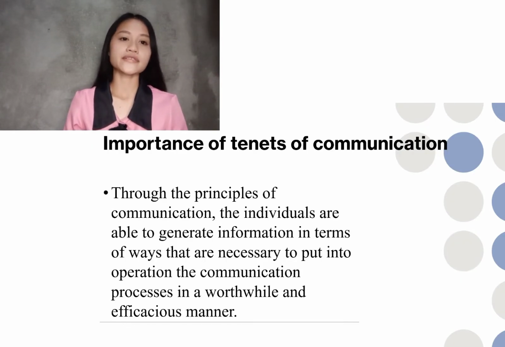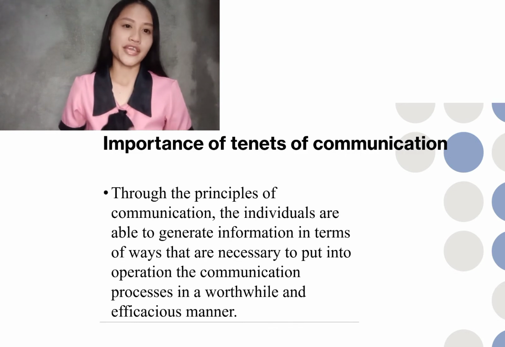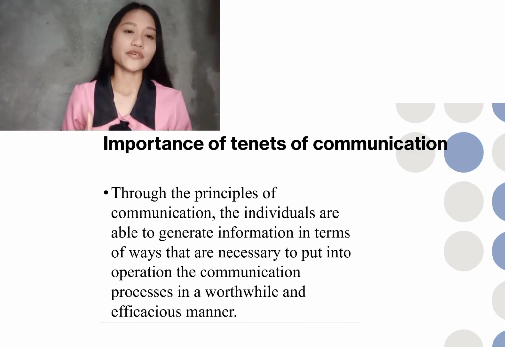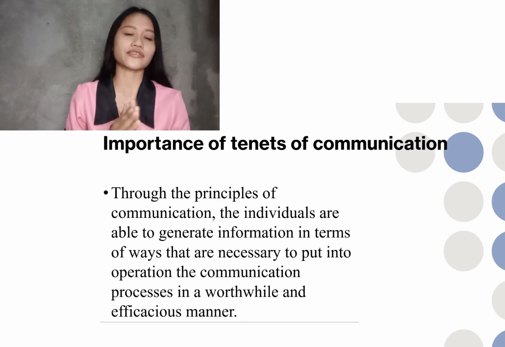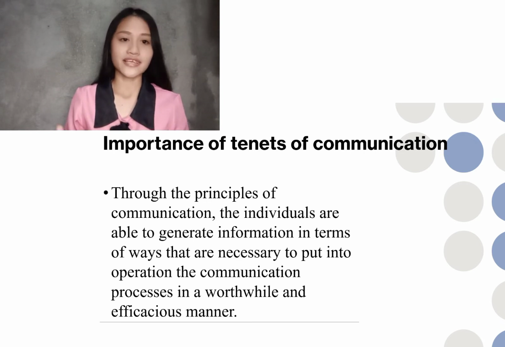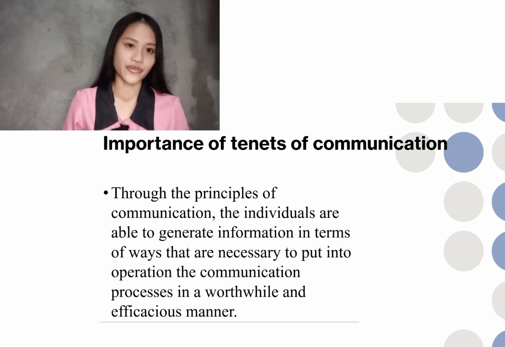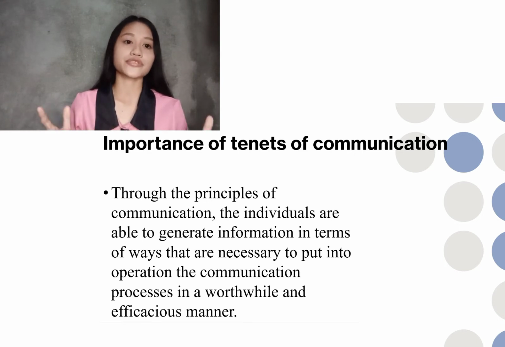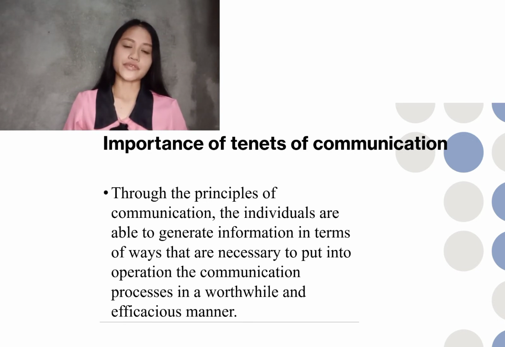So now let's have the importance of the tenets of communication. The 10 tenets, taken together and diligently applied, ultimately demonstrate respect for your audience. By employing these 10 tenets in all your writing, you can create positive relationships, ones that can endure. Through the principles of communication, individuals are able to generate information in the ways necessary to put the communication processes into operation in a worthwhile and efficacious manner.